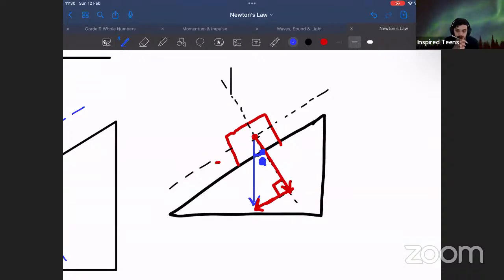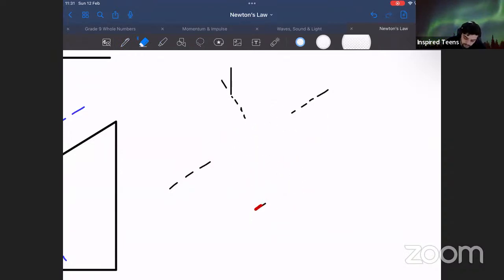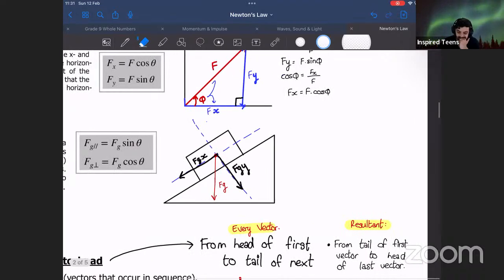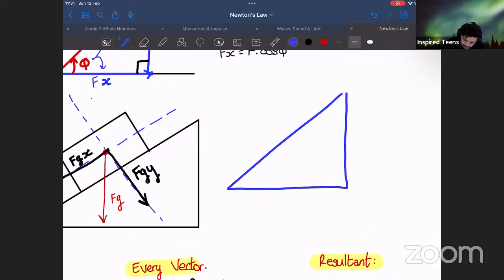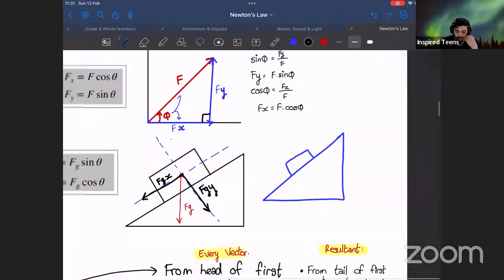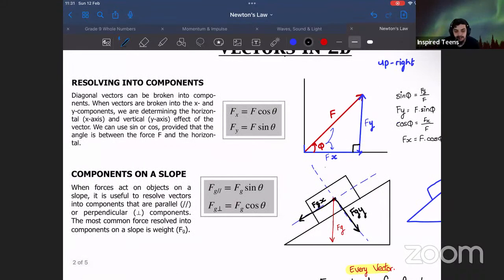So could you re-explain components on the slope? No problem. Let's go through it one more time. So we have an object on the slope. Okay. When we have an object on the slope, so when we resolve into components, it is always for a diagonal force. Okay, always for a diagonal force.